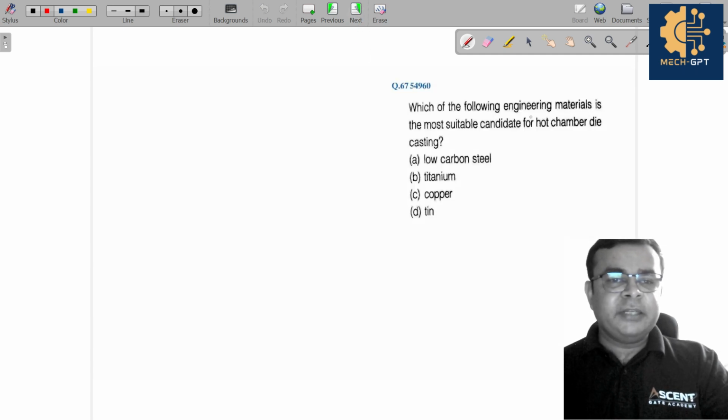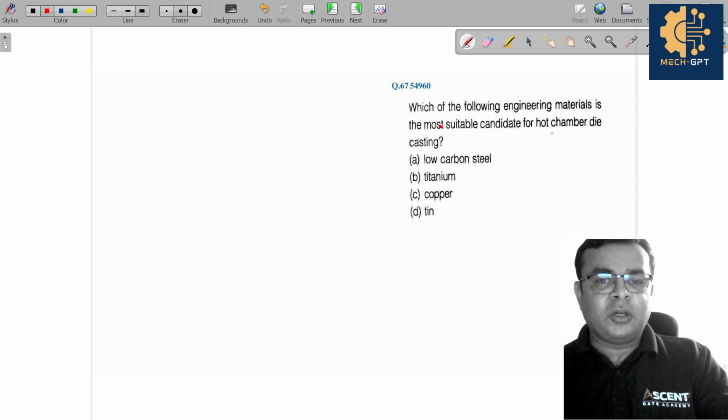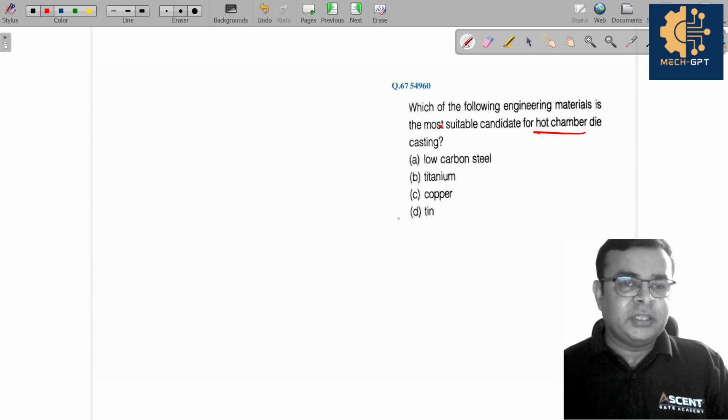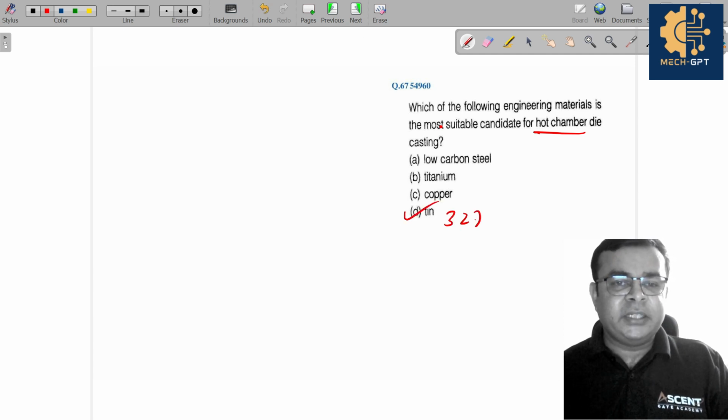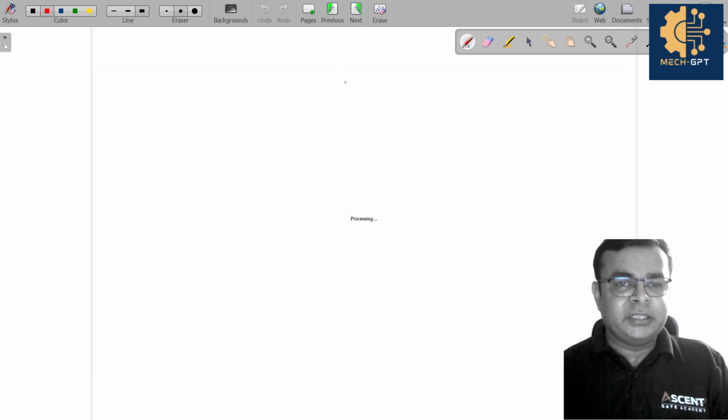Which of the following engineering metals is the most suitable candidate for hot chamber die casting? And obviously in hot chamber die casting, low melting temperature alloys can be cast. So the correct answer is tin. Its melting temperature is around 327 degrees centigrade, which is lower than all the remaining metals.